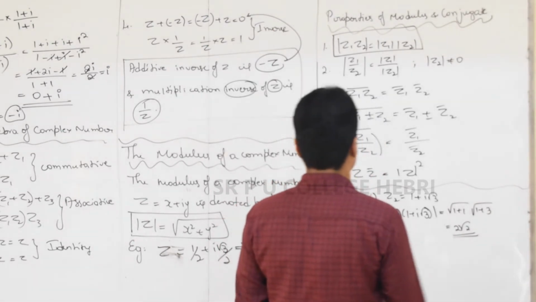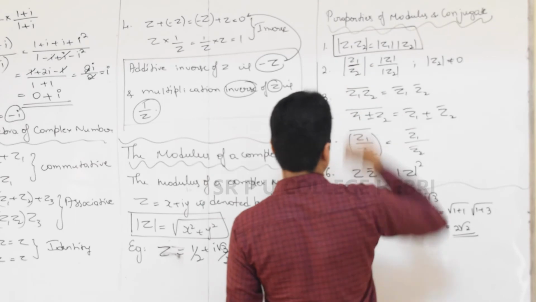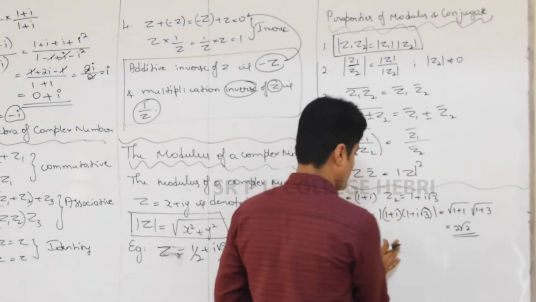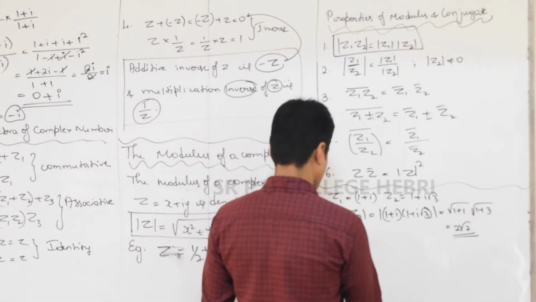Perfect. Next, mod of z1 by z2 is equal to mod of z1 by mod of z2. It is the same concept. Suppose you have to find the modulus of this.